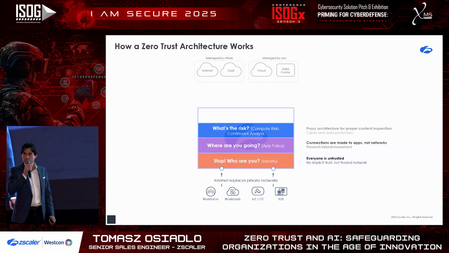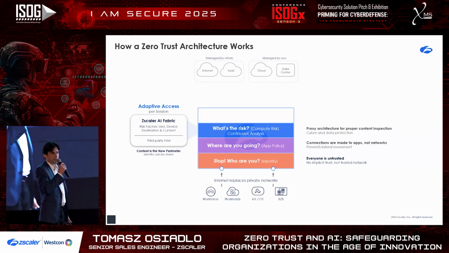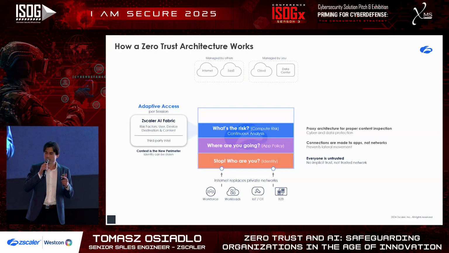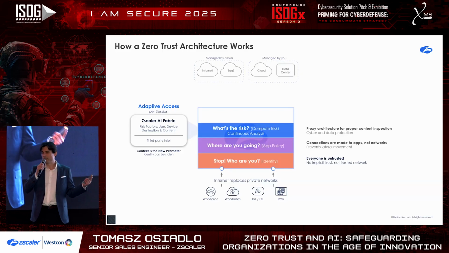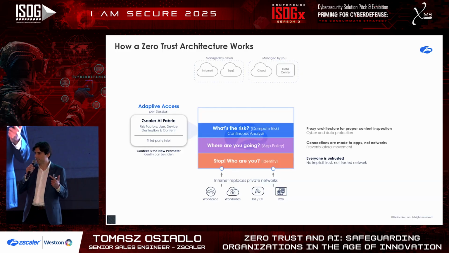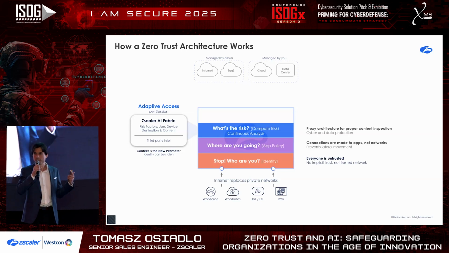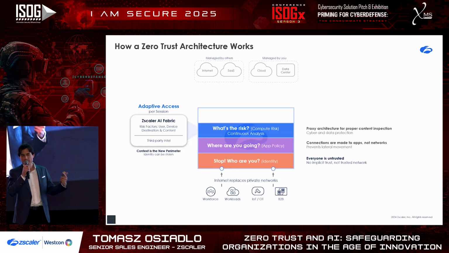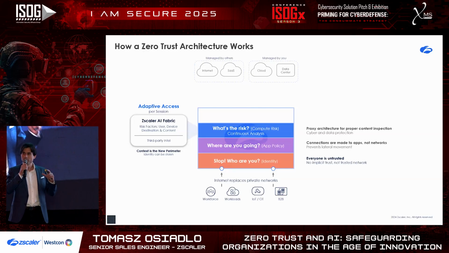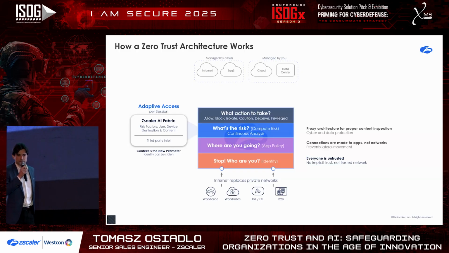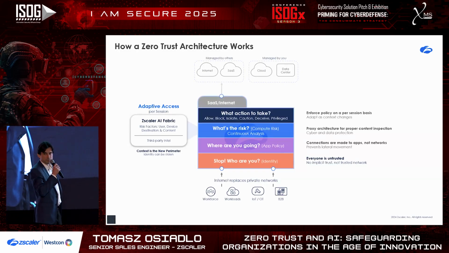What's the risk of that connection? That could be a user risk. We will look retrospectively into user behavior if we detect any anomalous behavior, like user clicking on phishing links or trying to download malware. But also it could be a device risk, whether the device is compliant, not compliant, is managed, not managed, right? And once you pass all of these stages, then you can take action and define policy.